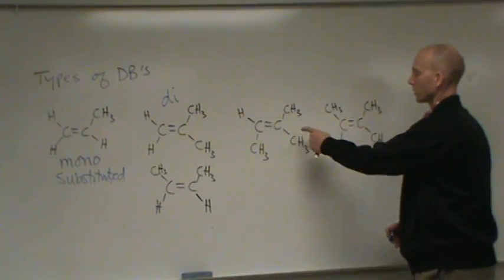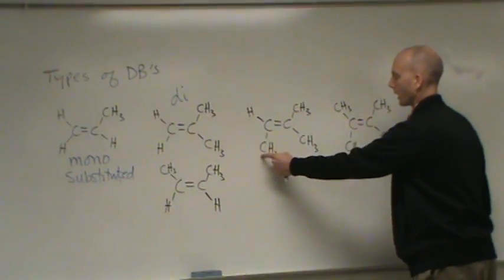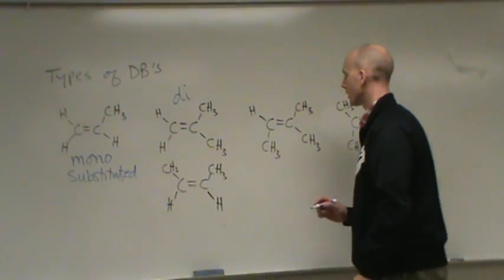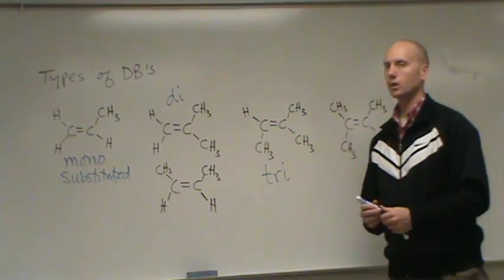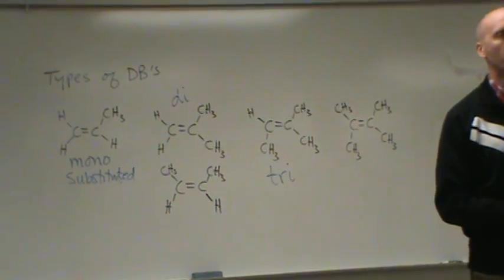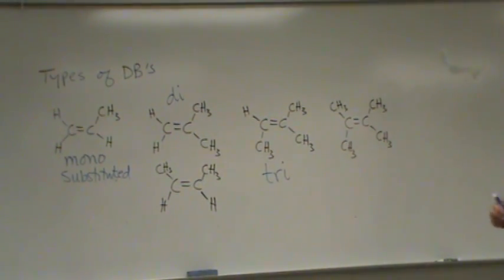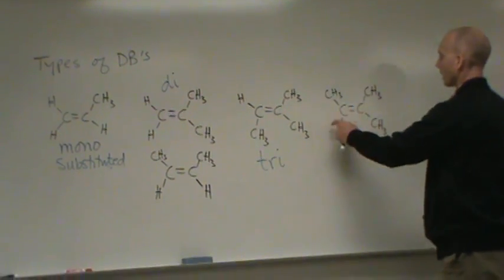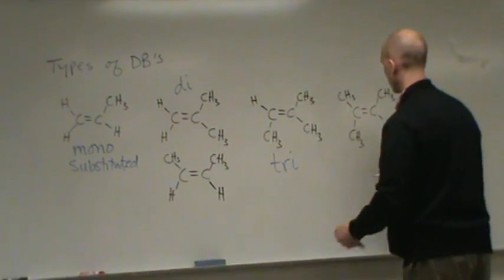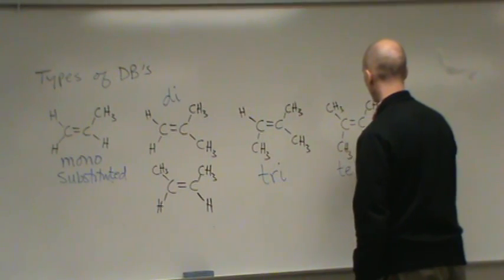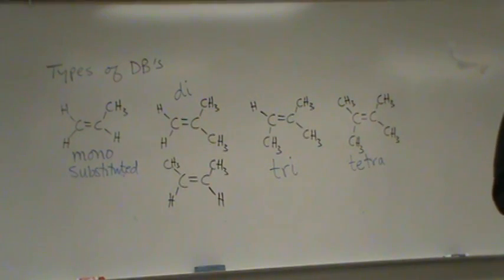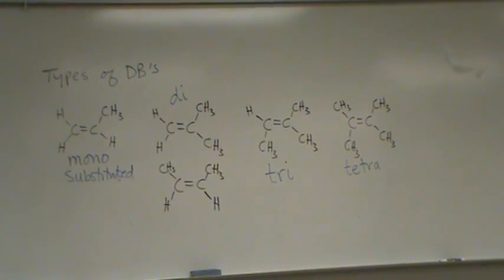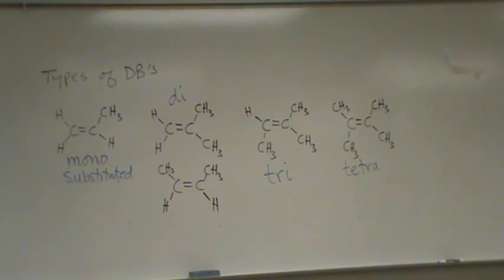This one here has 1, 2, and 3. So that's a tri-substituted double bond. And this one here has 4. And so we call that a tetra-substituted double bond. Okay? So make sure you can identify double bond types.